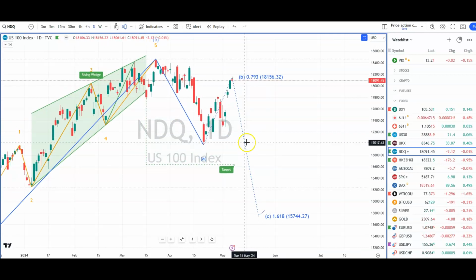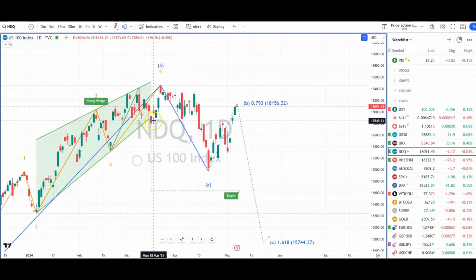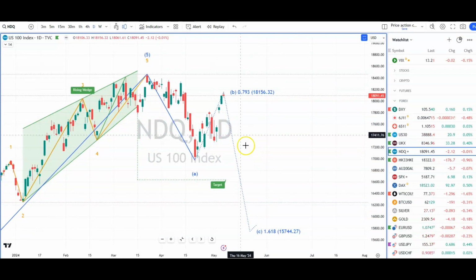I'm just giving you a lesson on what to look out for on breaks of rising wedges, downward red wedges, triangle formations, head and shoulders, and all that kind of thing. So this is very much a long-term view.